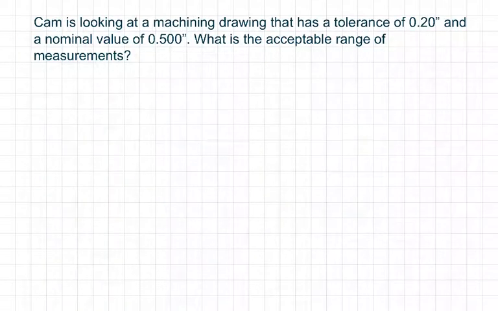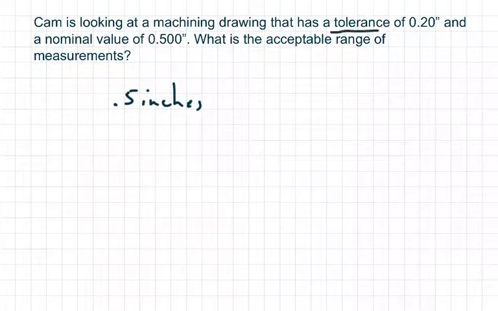Okay, next example. You could put it on pause and finish writing that down. Cam is, look at this is a good question for seeing where this comes into when you go into trade school, mechanics, industrial mechanic, diesel mechanic, heavy duty mechanic. Machinists use this all the time. Cam is looking at a machining drawing that has a tolerance of 0.2 inches and a nominal value of 0.5 inches. What is the acceptable range of measurements? So let's think about this, and we'll maybe write this down right now. So his nominal value is 0.5 inches.